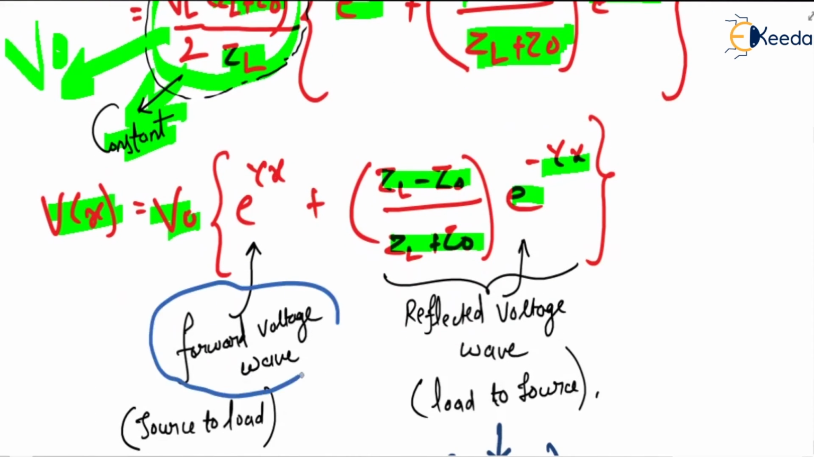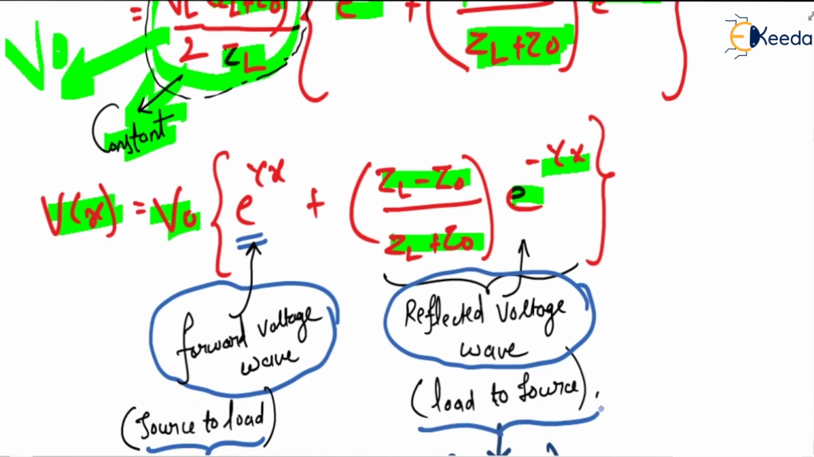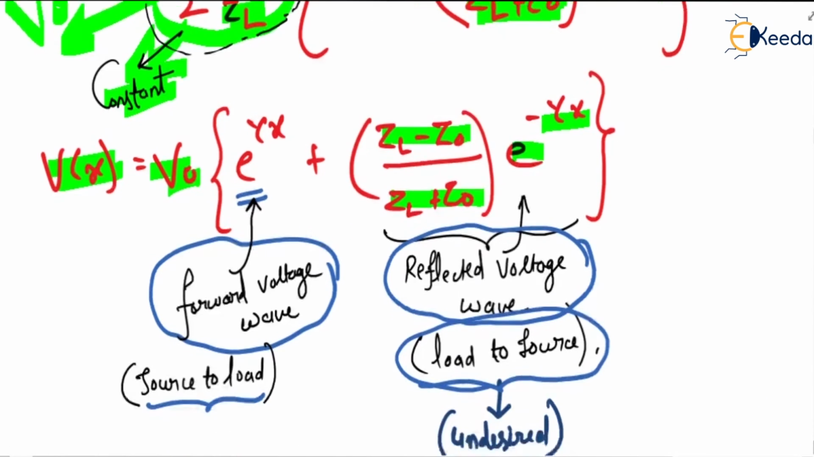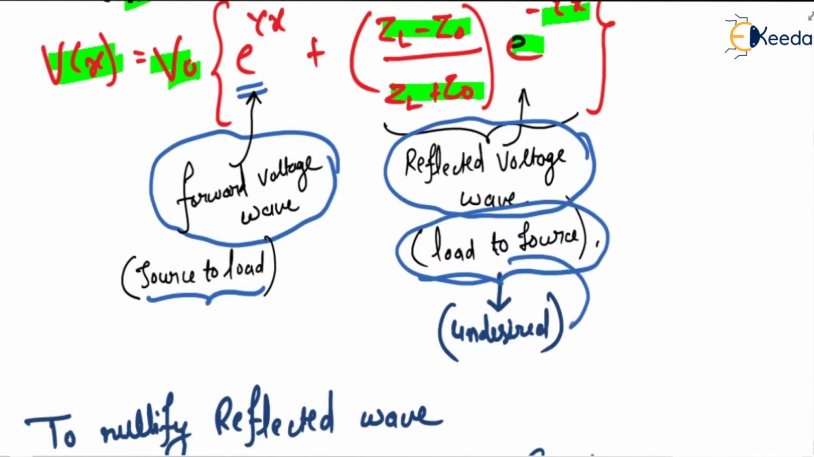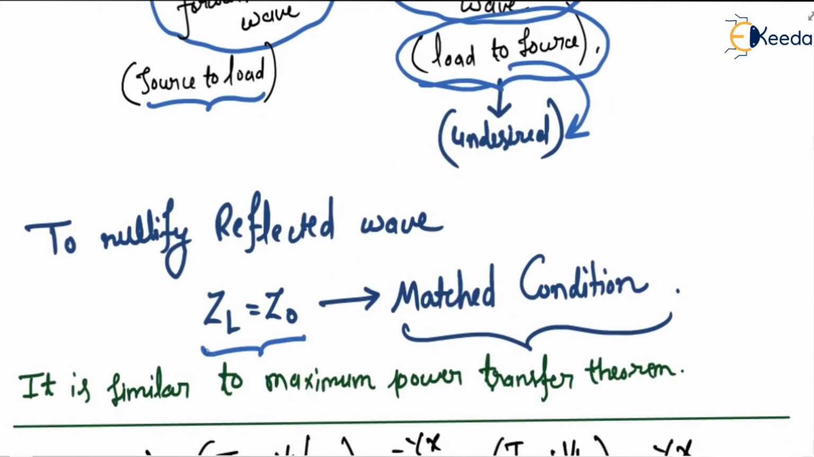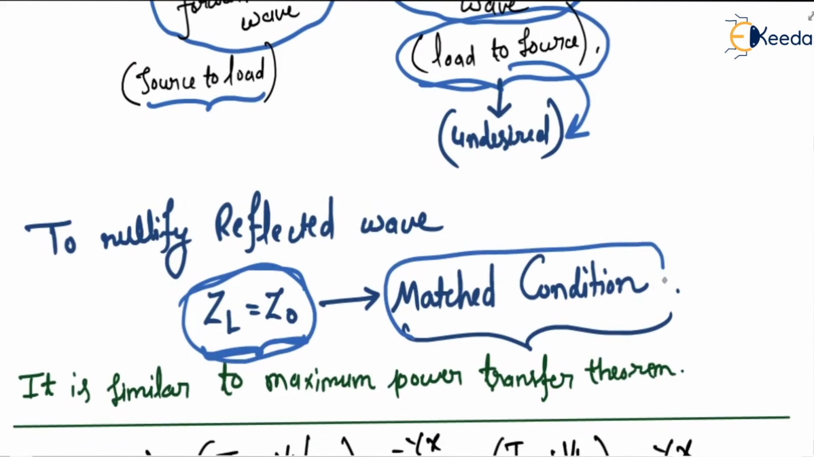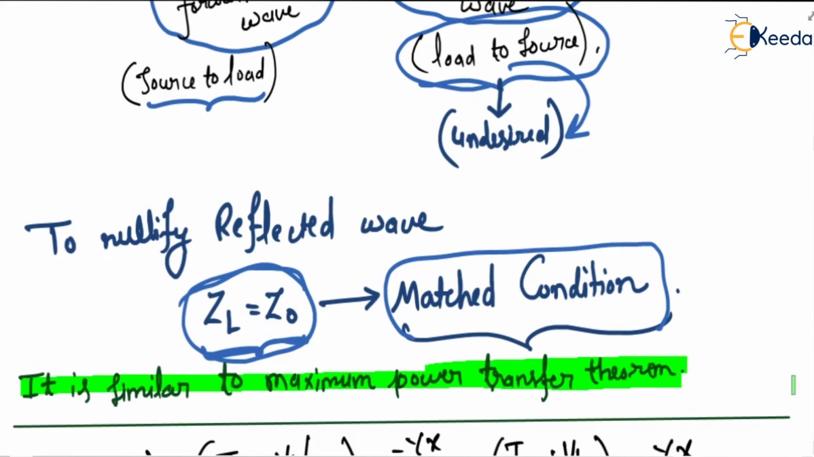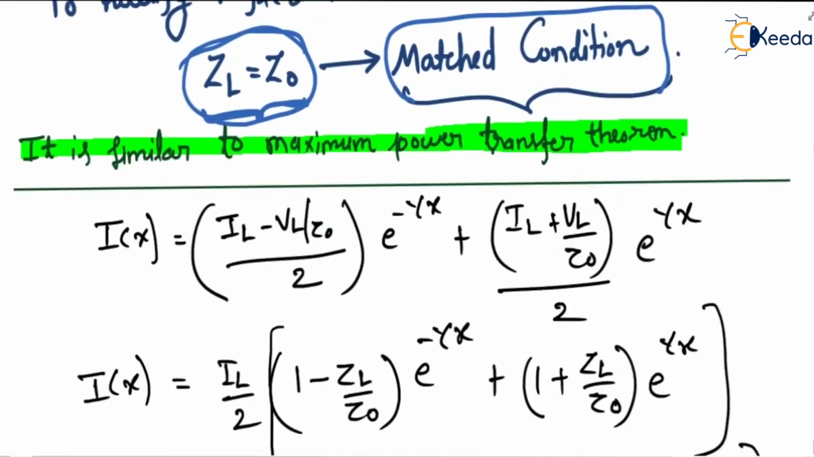Now there are two types of waves. One is the forward wave, which goes from source to load. And the other is the reflected wave, which goes from load to source. The reflected wave is undesired. To nullify the reflected wave, we put ZL equal to Z naught, which is called the matched condition. In the matched condition, the reflected wave will be equal to 0. And this condition is similar to the maximum power transfer theorem in network analysis.